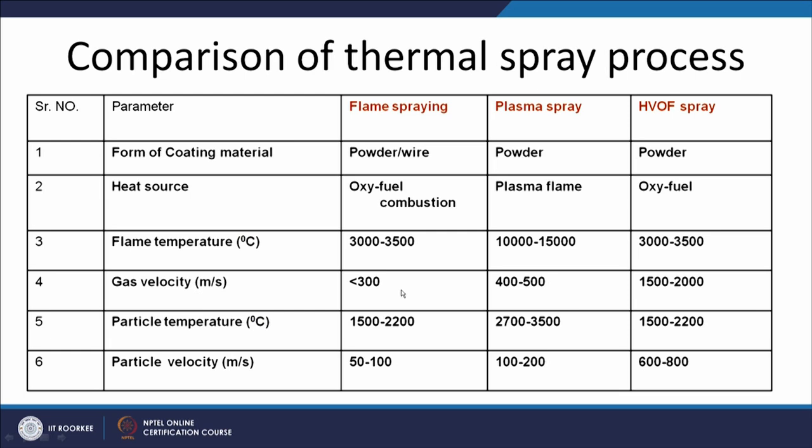With respect to the particle velocity, it is very low, less than 300, 400 to 500 for plasma spray, whereas the gas velocity is over 1500 to 2000. This is gas velocity; particle velocities are very low. Particle temperatures are around 1500 to 2000 degrees centigrade, 2200 degrees centigrade, 2700 to 3500 degrees centigrade for plasma spray, and 1500 to 2200 degrees centigrade in case of the HVOF process.